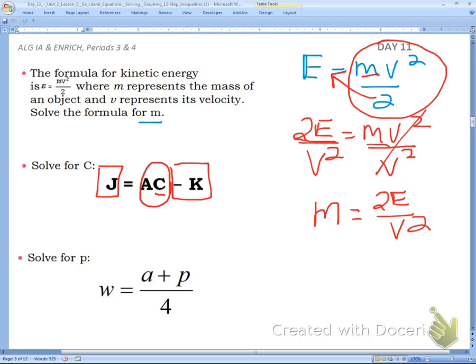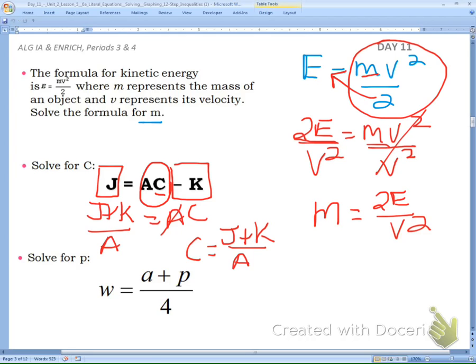So we first need to combine our squares together. So we have this k that needs to move over with the j. You have j plus k, remember to change the sign, equals ac. That a is beside the c, so what we'd have to do is divide. If it's beside it, divide it. So your final answer would be c is equal to j plus k, all over a. That's perfectly fine, or you can also write j over a plus k over a, which is the same thing.